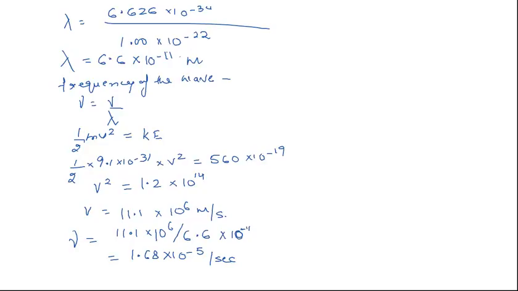So what is the frequency we will get according to this? 11.1 into 10 to the power 6 divided by 6.6, and here our answer would be 10 to the power 17 per second, right? So it would be 10 to the power 17 per second. This would be the frequency. Okay, so this was the solution of our question.